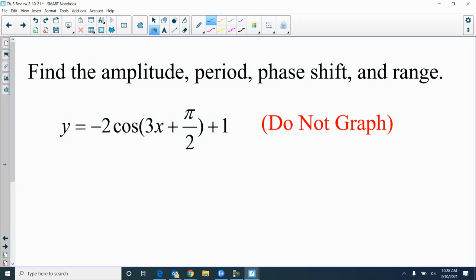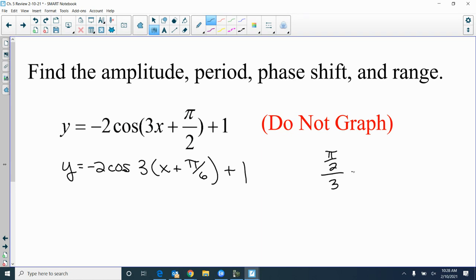Okay, one thing you gotta watch in your phase shift, you gotta factor out that 3 first, so make sure you do that. So you got y equals -2 cosine 3 parentheses x plus, and then when you divide by that 3, it'll give you pi over 6. Don't forget when you factor that out, you're taking pi over 2 divided by 3, which is pi over 2 times a third. So we get pi over 6.